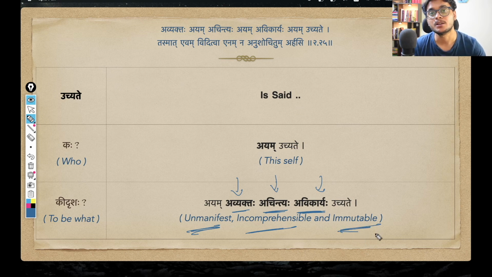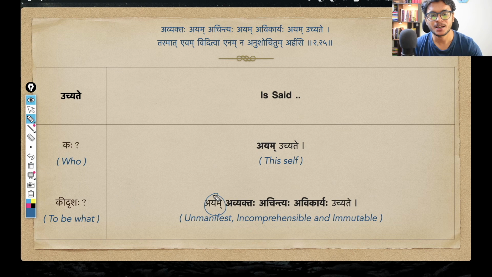Since these are describing this ayam, they are all in the Prathama Vibhakti Ekvachanam form. And the entire sentence becomes: this self is said to be unmanifest, this self is said to be incomprehensible, and this self is said to be immutable. This is the meaning of this line. Okay, so I hope this line is clear. Let us move on now.